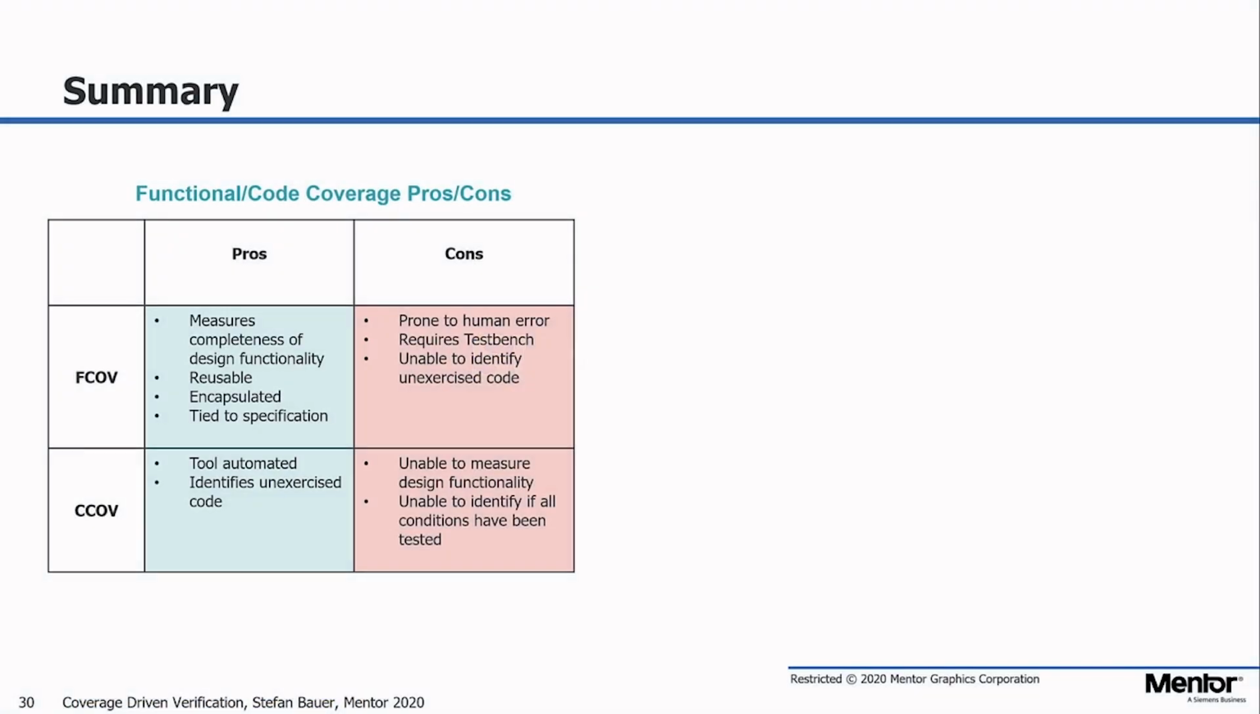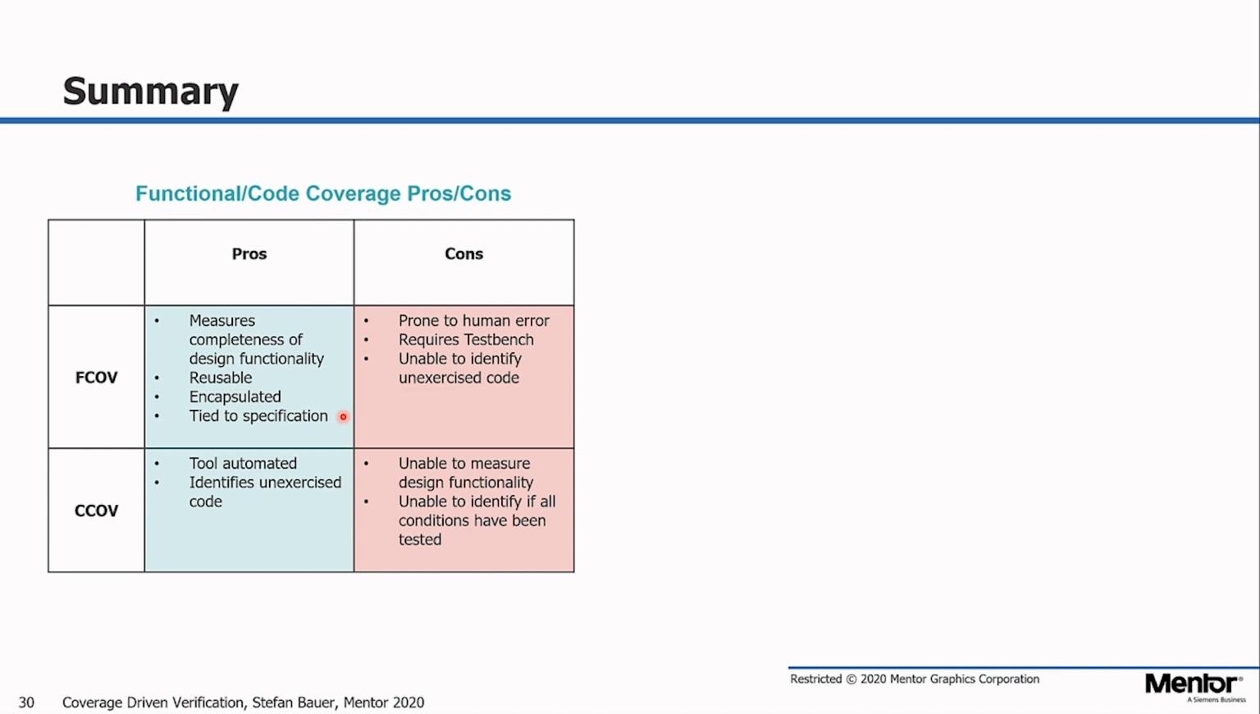Let's summarize this session. Functional coverage and code coverage have pros and cons. Functional coverage measures completeness of the design functionality. It is reusable because you can create multiple instances of the same coverage collector, or you can use it from a block level test bench up to a top level test bench to get a full picture of your functionality of the full FPGA.